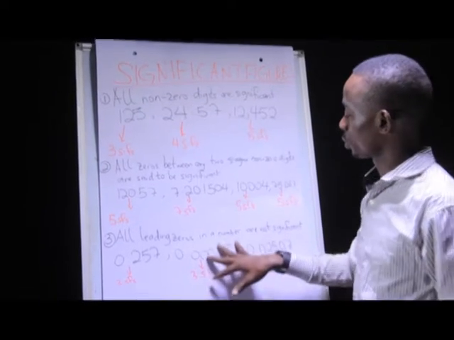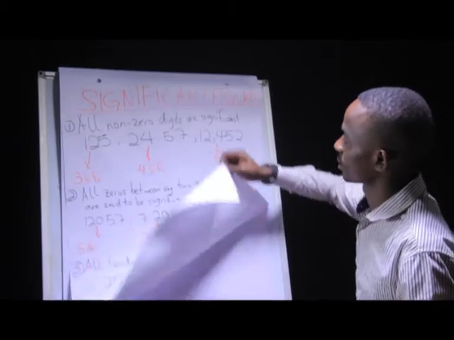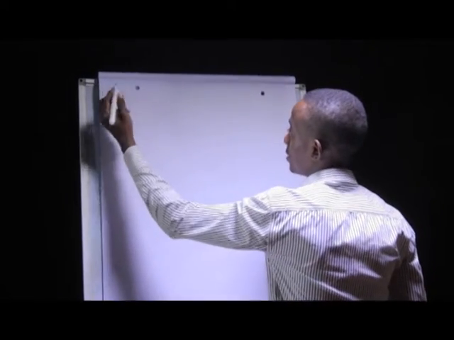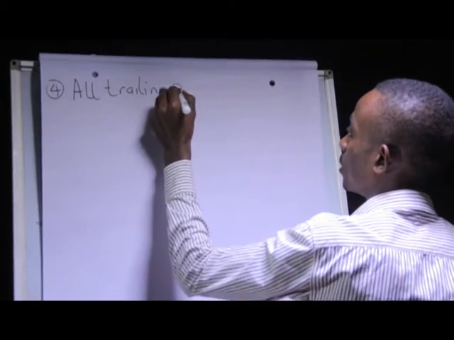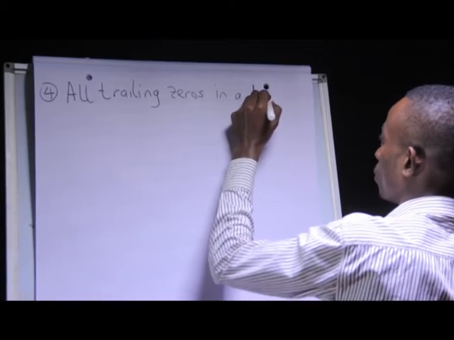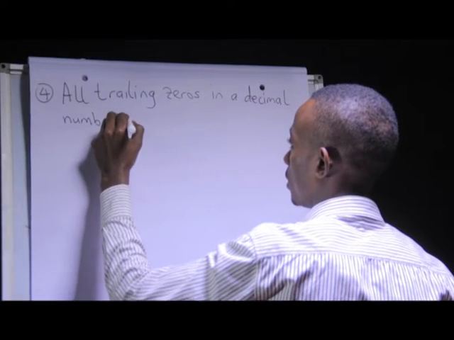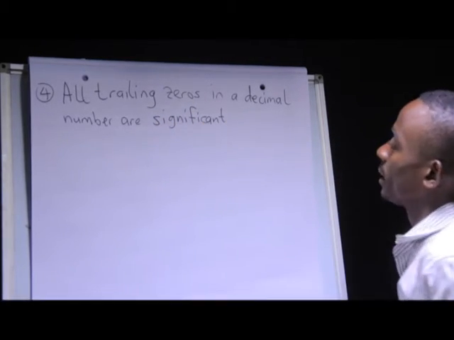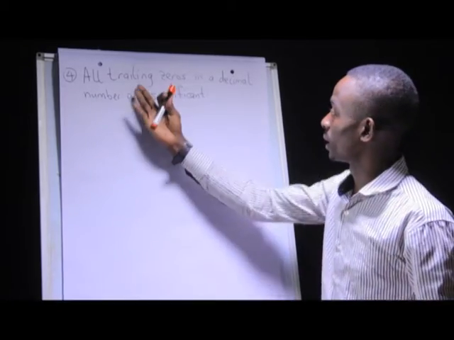Okay, so these are the first three conditions of determining significant figures. There are two more conditions which we can look at. So we have condition number 4, and it says that all trailing zeros in a decimal number are significant. Now what I mean in this case by trailing is something that comes after another one. That is what I mean when I talk about trailing.